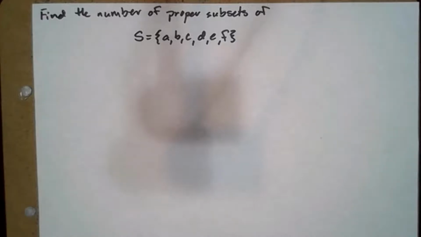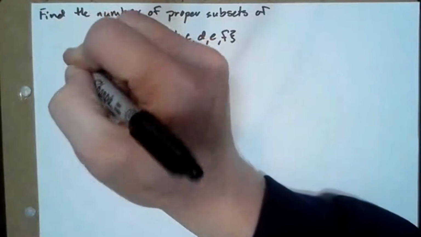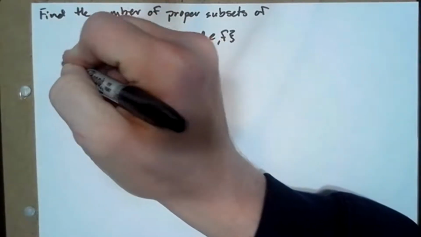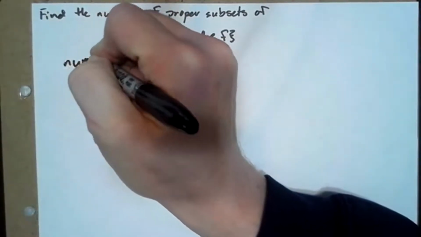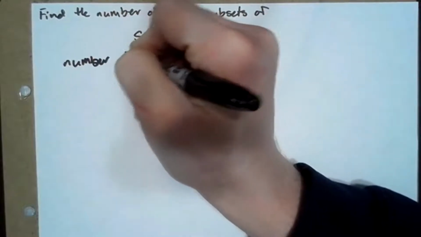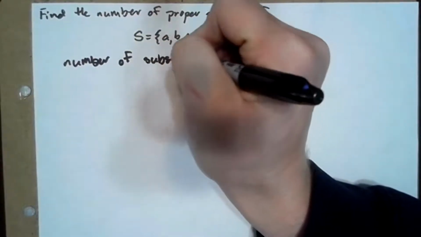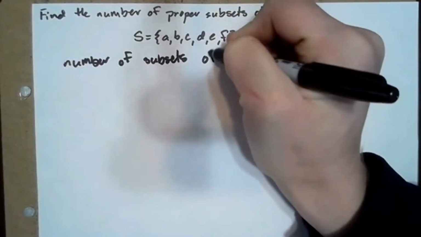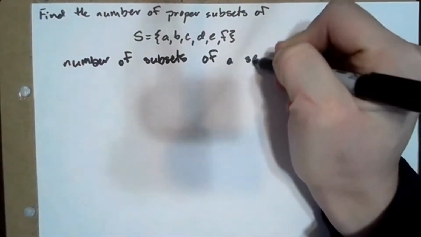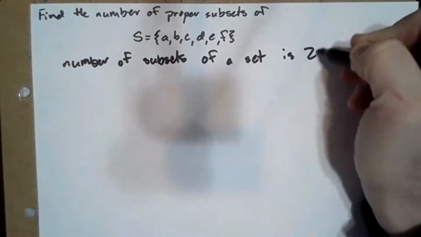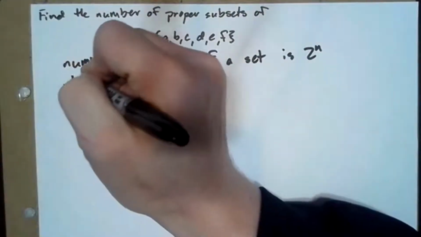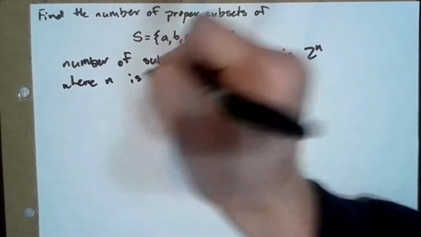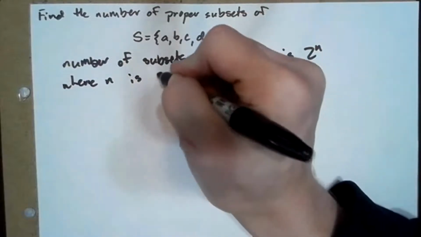Now, we remember this from Chapter 2, when we were talking about the number of subsets of a set. The number of subsets of a set is 2 to the n, where n is the number of elements in the set.